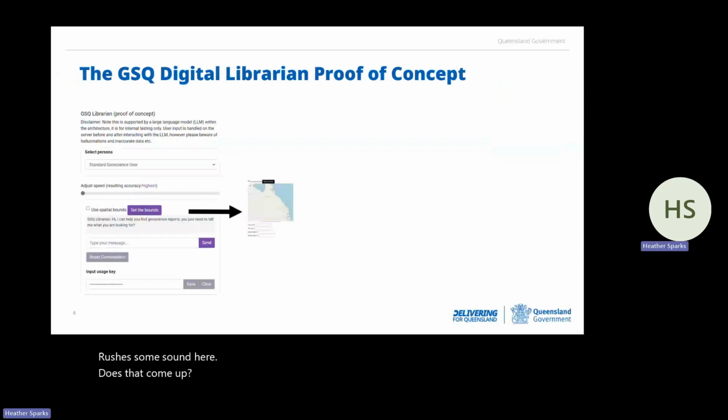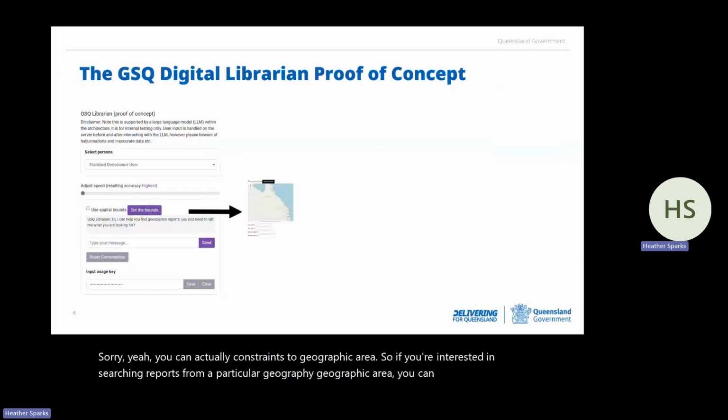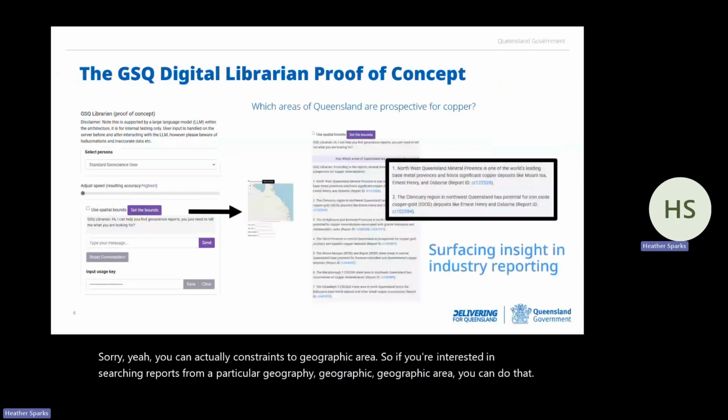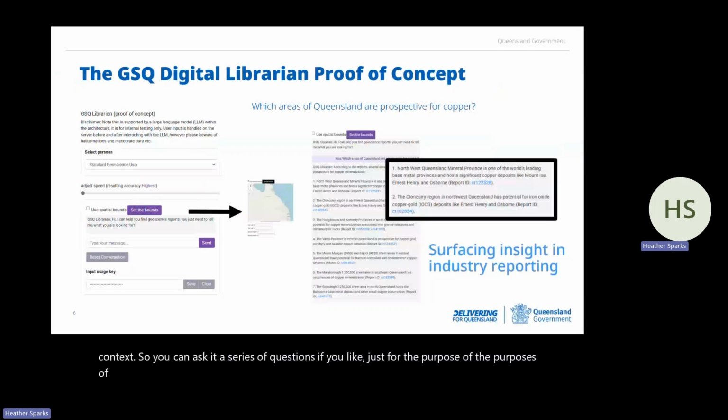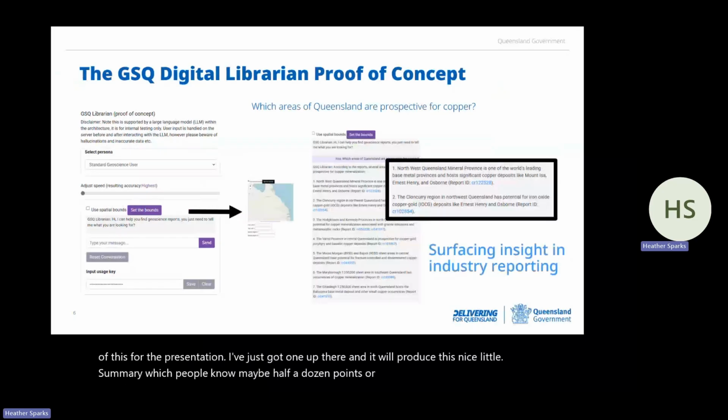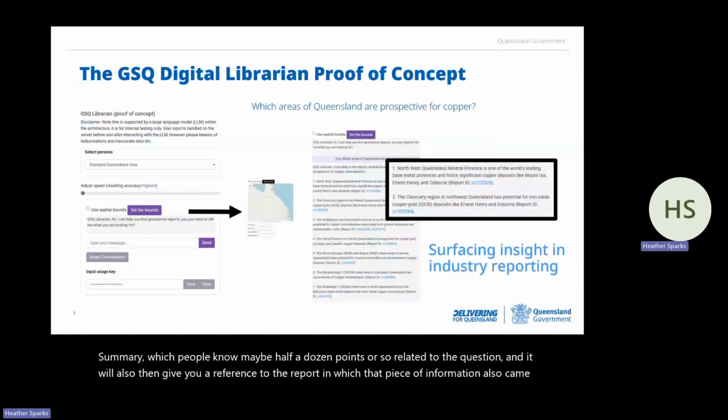Sorry. Yeah, you can actually constrain it to a geographic area. So if you're interested in searching reports from a particular geographic area, you can do that. And basically, you can just ask a question in natural language, and it will keep context. So you can ask it a series of questions if you like. Just for the purposes of this presentation, it's got one up there, and it will produce this nice little summary, maybe half a dozen points or so related to the question, and it will also then give you a reference to the report in which that piece of information came from. So you can actually validate that.